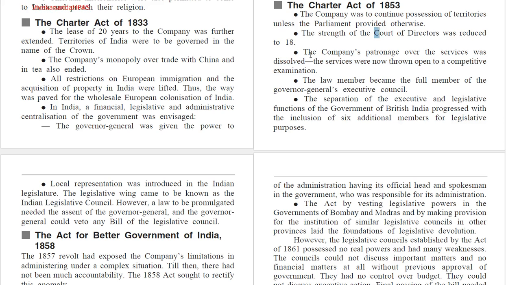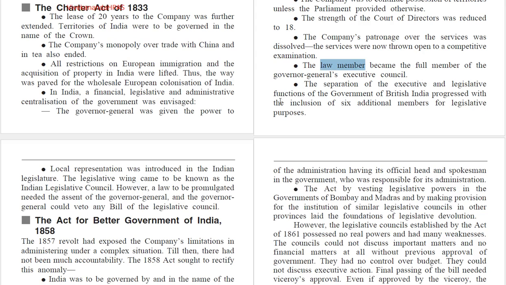The Court of Directors, earlier 24 in number, were reduced to 18. The law member now became a full member of the Governor General's Executive Council. Why is it called the Governor General's Executive Council? Because it was making the law, and it was also the executive. Right now you have a difference between executive and council. Council is Lok Sabha and Rajya Sabha, and executive is the ministers within the Modi government. I hope you understand that much.